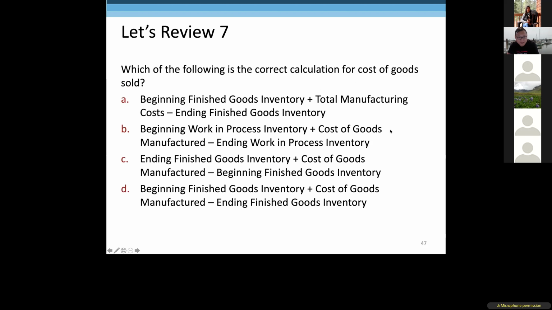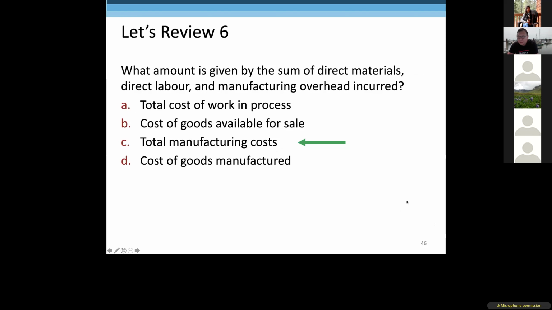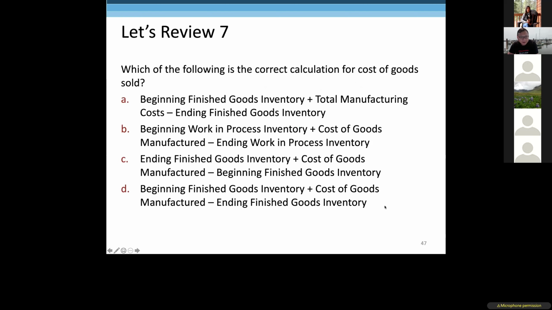Next. Which of the following is the correct calculation for cost of goods sold? D. Very good. You mean D, right? So beginning balance plus cost of goods manufactured minus ending balance. That's your cost of goods sold.